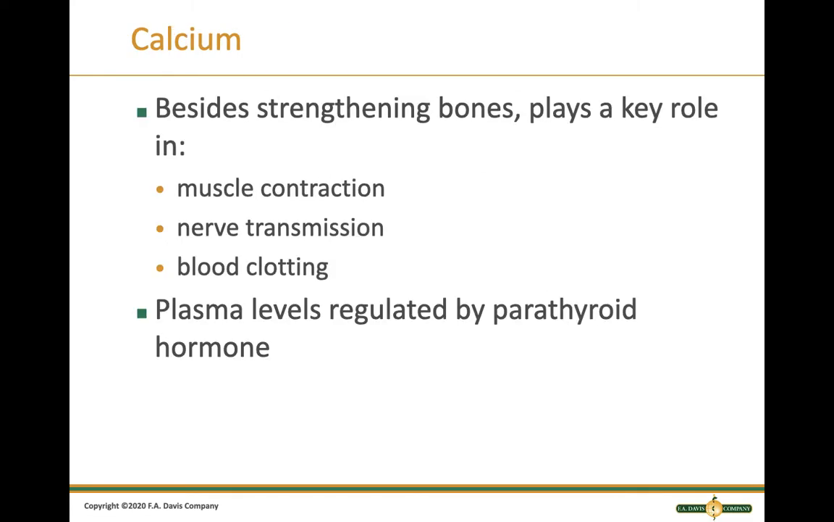Alright, next ion we're going to talk about is calcium. Some of the functions: it strengthens bones. That would be the first function. It also plays a key role in muscle contraction, which we learned about before, also nerve transmission, and also blood clotting. We didn't go into detail with the blood clotting, with all the clotting factors, but calcium is necessary for that process as well. And the plasma levels of this are regulated by parathyroid hormone.